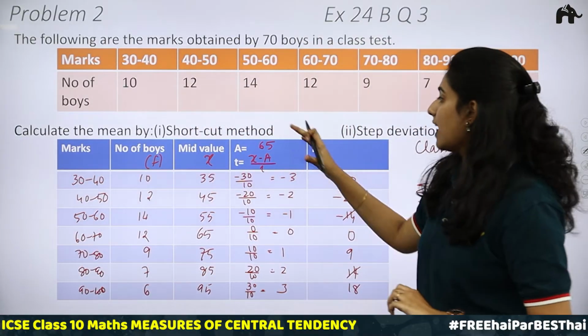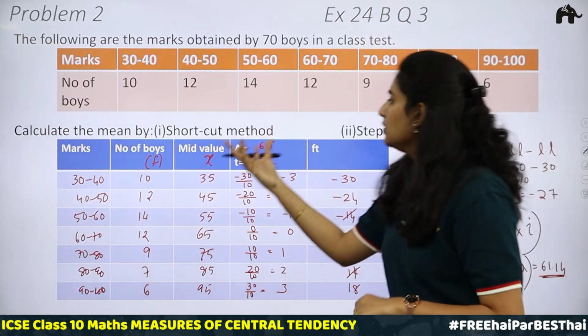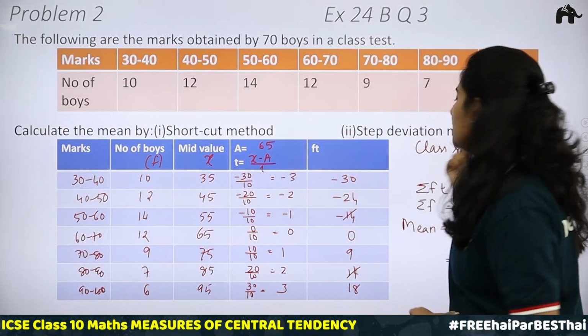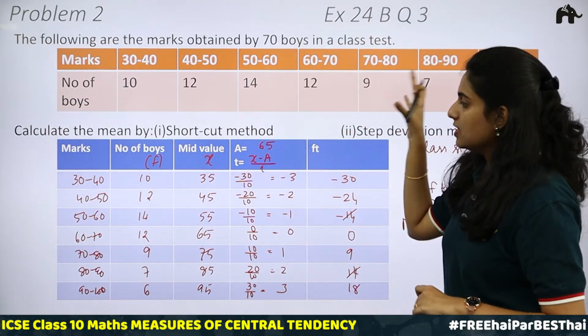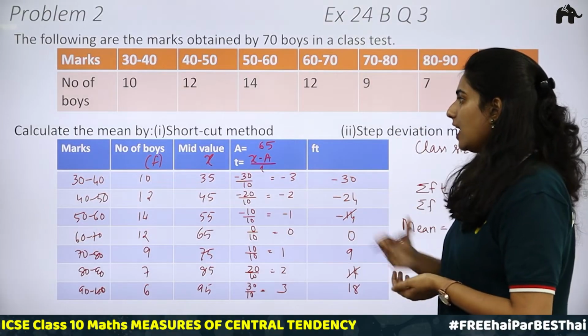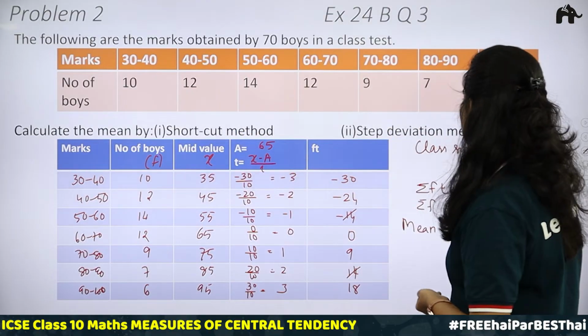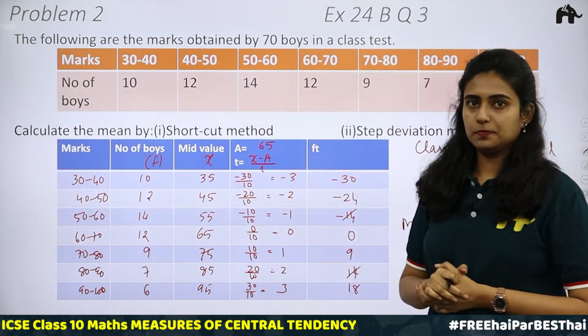So, the process or the calculations will become easier when you use the shortcut method or the step deviation method. Okay, so using the direct method, it will be taking a longer time. Shortcut method and step deviation method are much more easier.